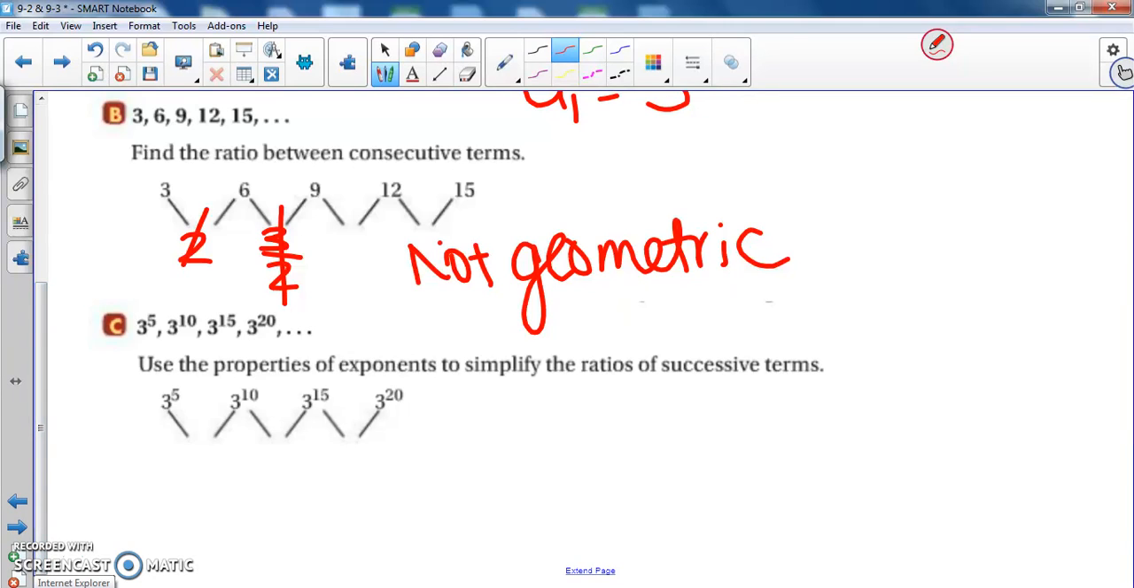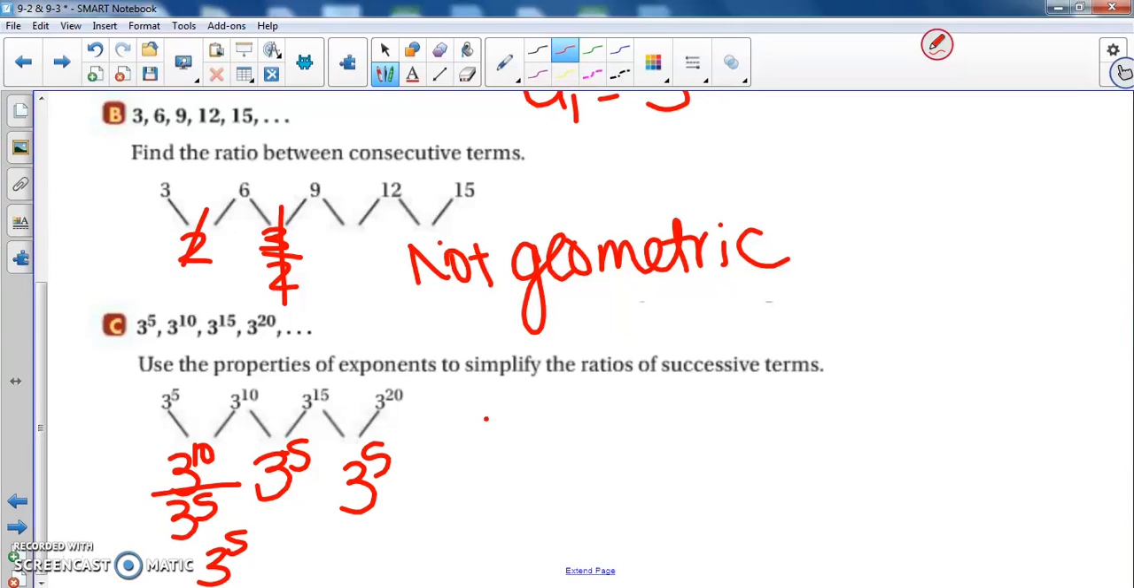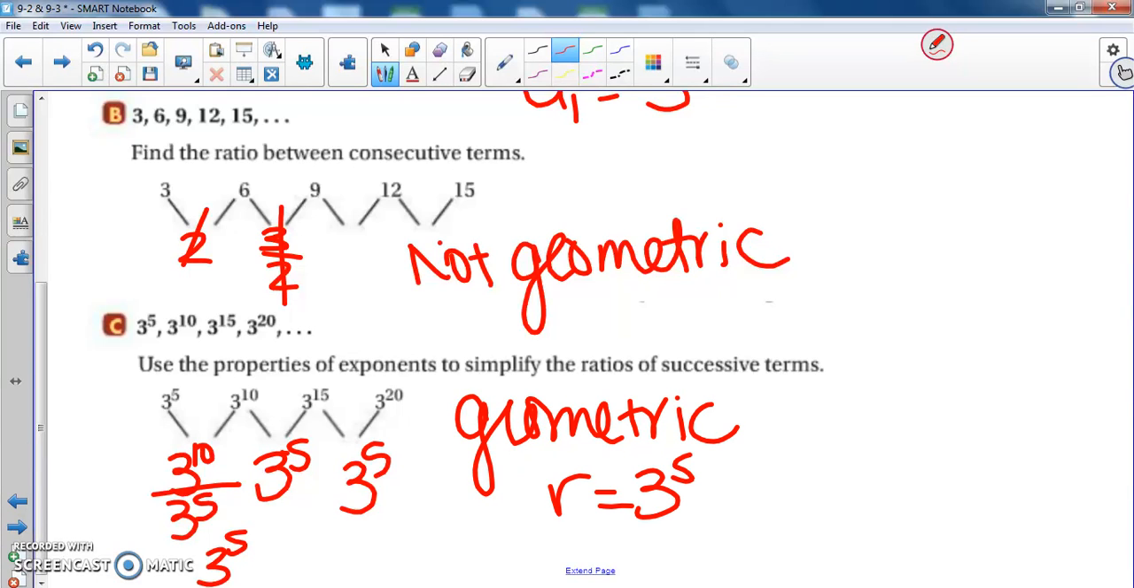Here we have 3 to the 10th over 3 to the 5th. We could subtract exponents and be left with 3 to the 5th, 3 to the 5th, and 3 to the 5th. So this is geometric. Our ratio is equal to 3 to the 5th power.